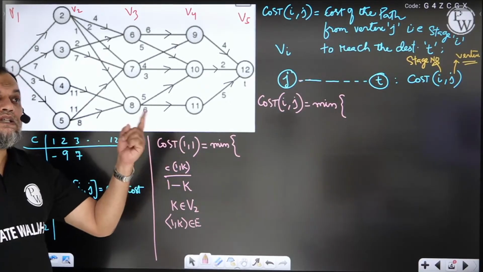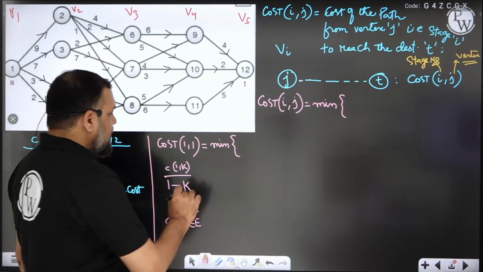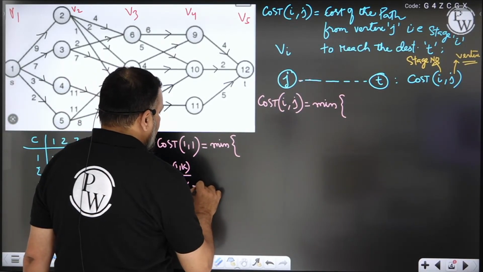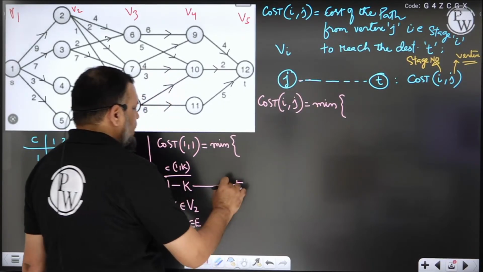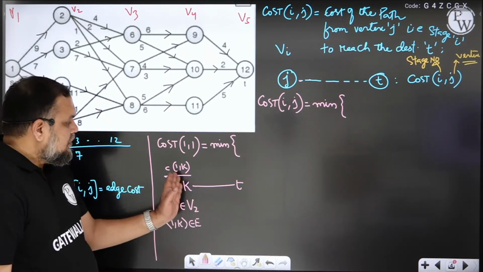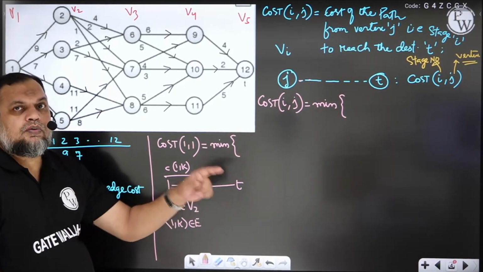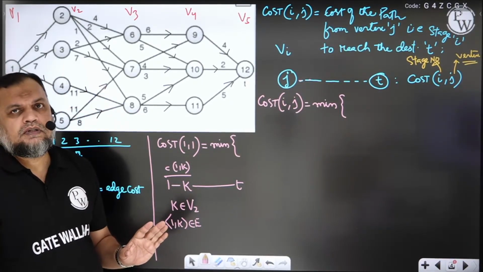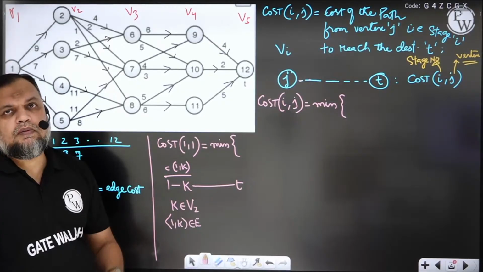From 1, I should visit some vertex k, having an edge between them, 1 and k, whose cost is C of 1k, such that the remaining cost of the path from k to t is also minimum. The principle of optimality, optimal substructure, says that the remaining cost of the path from k to t should also be minimum. Then only the overall cost from 1 to t will be minimum.